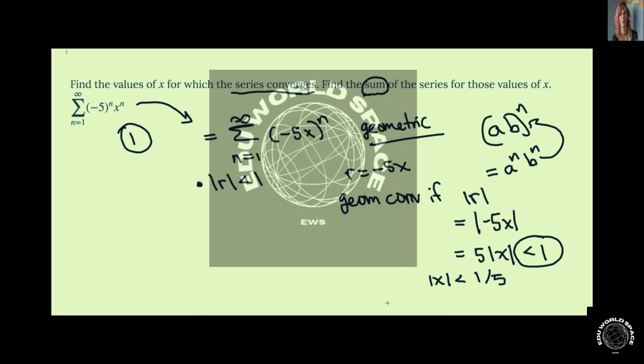And if you want, you could go ahead and use the definition of the absolute value to rewrite this as an inequality. So these are the values of x for which this geometric series will converge. So that's the first part of the question.